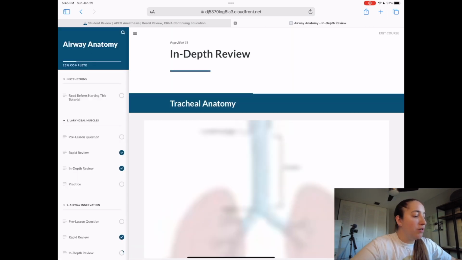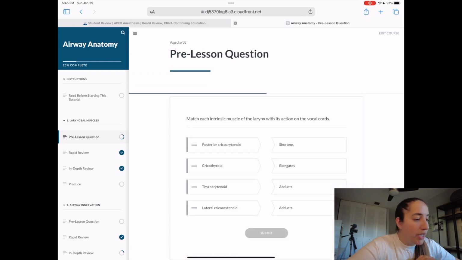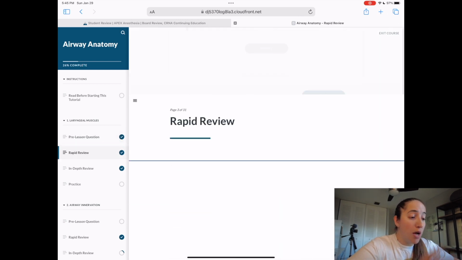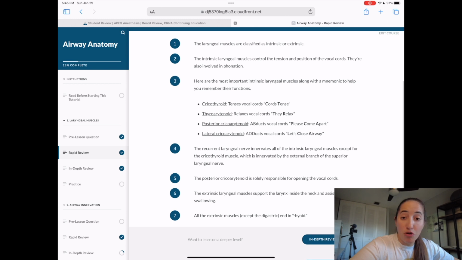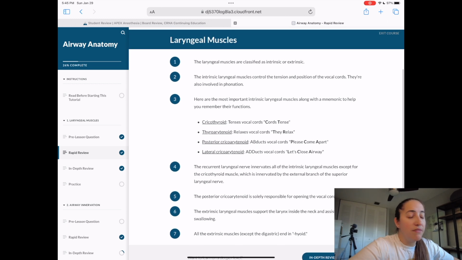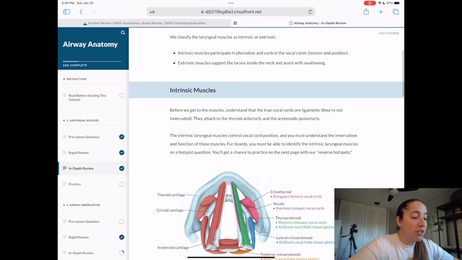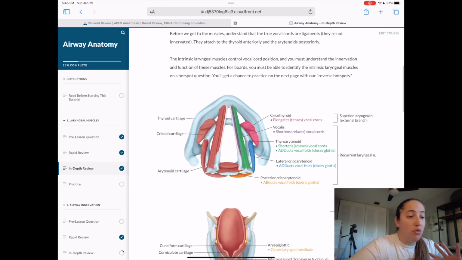So here you go into each module, or lesson, and they have questions beforehand. Then you do these questions, and they have a rapid review, which is kind of like a summary of what this lesson is offering you. That way, if you don't have the time to read the full review, you can just go over the rapid review section. And then in the in-depth review, each section has multiple detailed things.